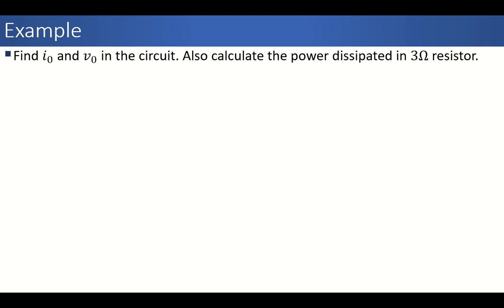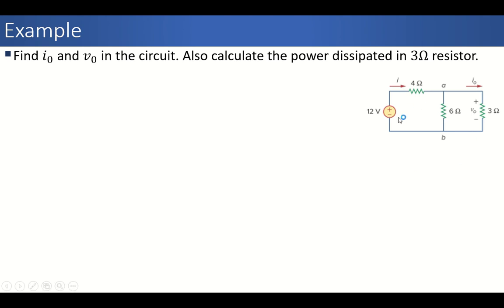Find I naught and V naught in the circuit. Also calculate the power dissipated in the 3 ohm resistance. This is a very simple circuit. We have already seen such circuits, and we have solved them using Kirchhoff's current law and Kirchhoff's voltage law. But now we want to simplify this circuit using series and parallel resistances.